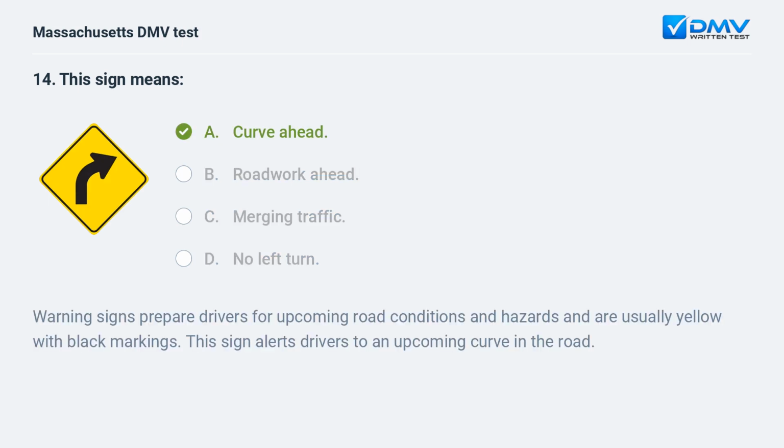A. Curve ahead. Warning signs prepare drivers for upcoming road conditions and hazards and are usually yellow with black markings. This sign alerts drivers to an upcoming curve in the road.